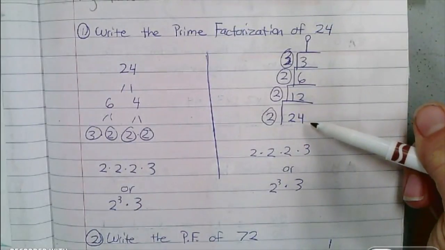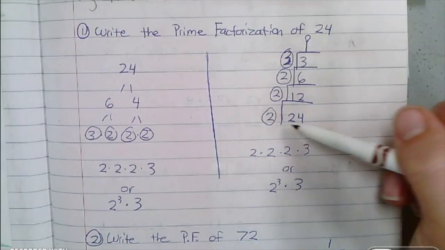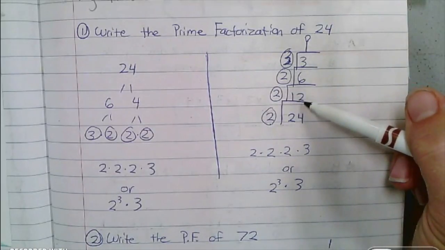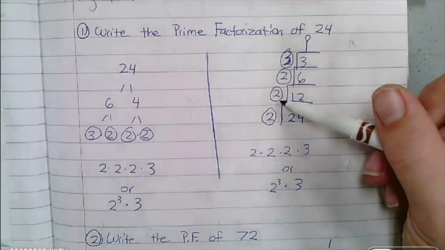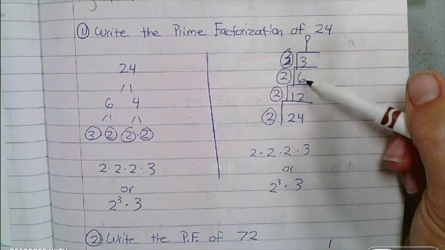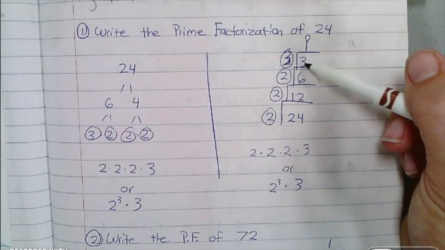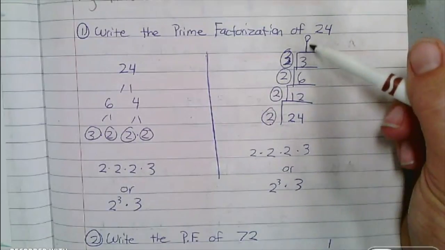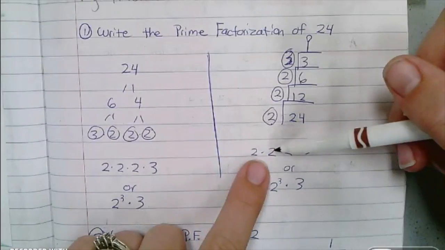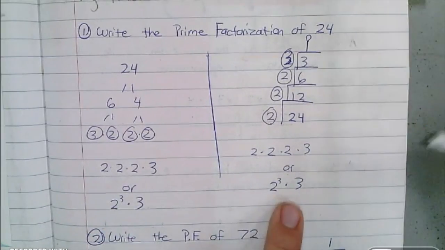I started with 24 on the bottom. I drew my division sign and I picked a prime number that goes into 24. So 2 goes into 24 12 times. Then I thought of another number that goes into 12 that's prime. 2 goes into 12 6 times. 2 goes into 6 3 times. 3 goes into 3 1 time, and my 1 becomes my birthday cake candle. So then I look at all these numbers. 2 times 2 times 2 times 3, or 2 cubed times 3.